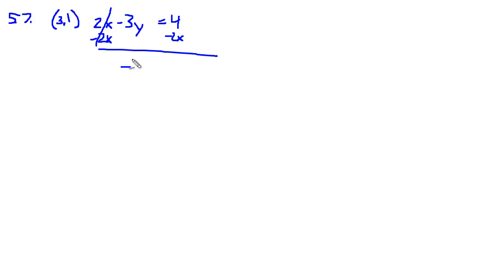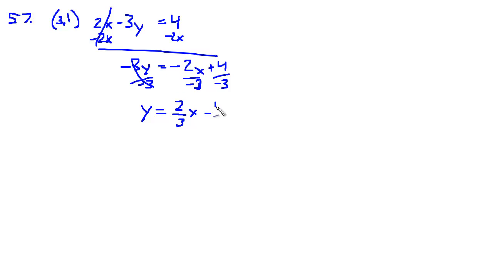That simplifies to 0 on the left-hand side. So we have negative 3y is equal to negative 2x plus 4. Divide everything by negative 3. The negative 3s simplify, so y is equal to 2/3 x, taking two negatives to make a positive, minus 4/3.